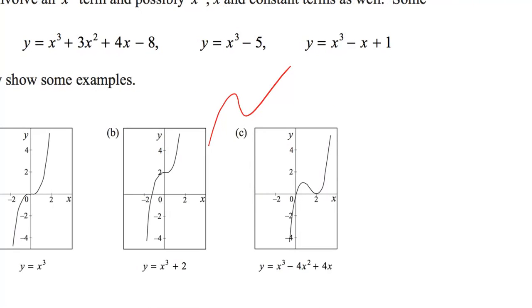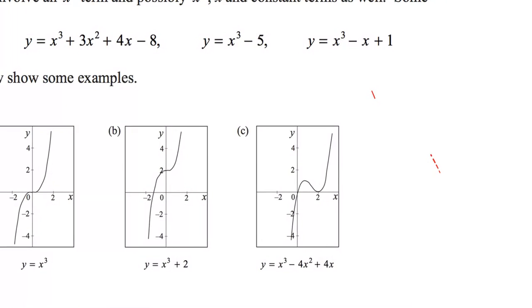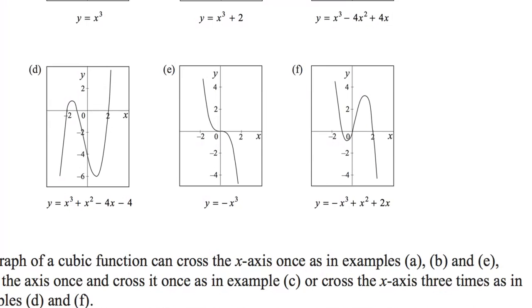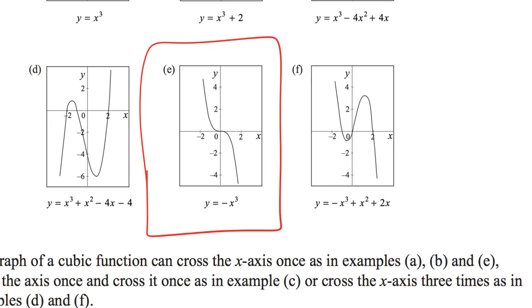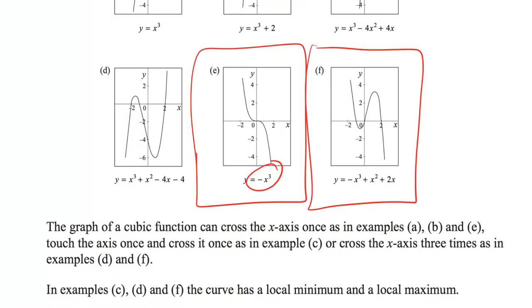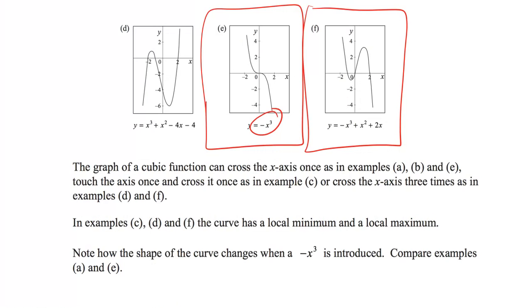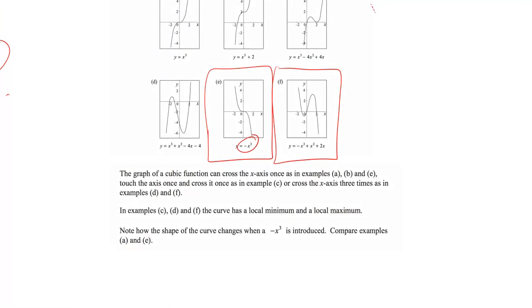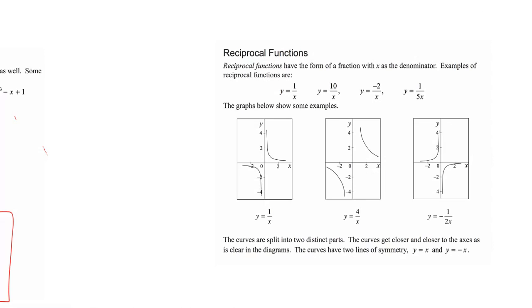If we have it negative, it's going to go in the other direction. It's going to go from top left to bottom right. That's a negative cubic, so look out for that as well. In fact, there are a few examples here. Take a look at E: it goes from top left to bottom right because we have that negative symbol in front of the x cubed. Same for F, top left to bottom right. So we can figure out something about that function if we know the leading coefficient of x cubed.